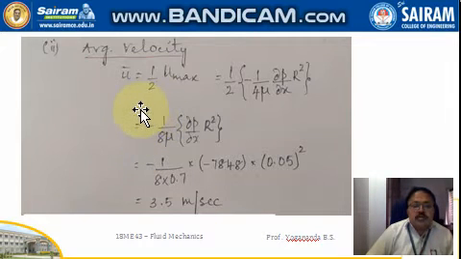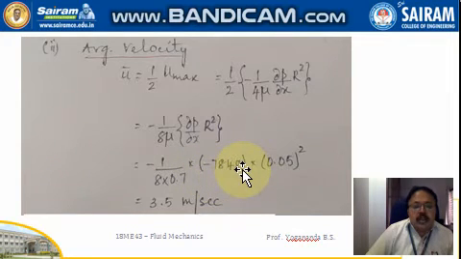Now the average velocity, it is proved that it is the maximum velocity divided by 2. So we are taking that equation, half of maximum velocity equation is this. Now del P by del X is calculated just now, substituting that del P by del X, and then we have 2 into 4 mu here, so that becomes 8 mu. So viscosity is also given, so that is substituted here. Radius is substituted here. So we are getting the average velocity as 3.5 meter per second.